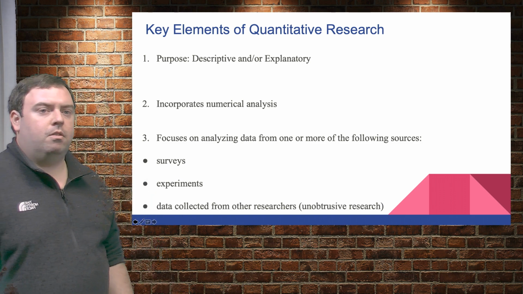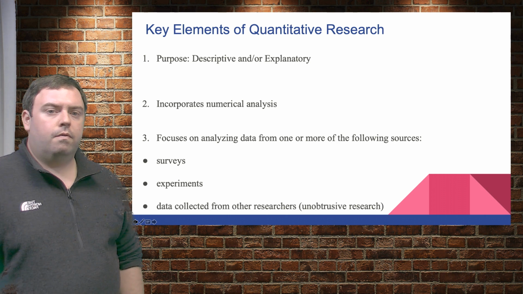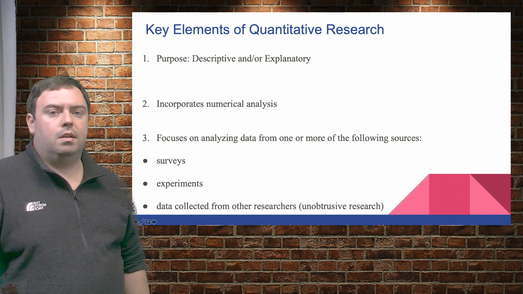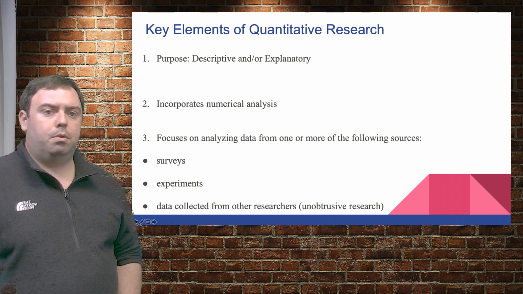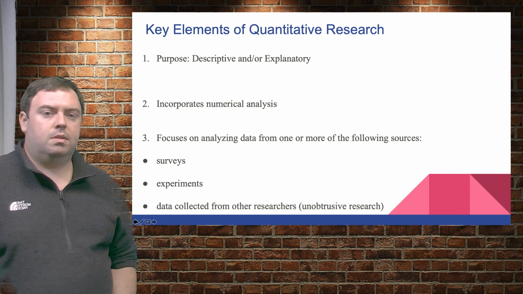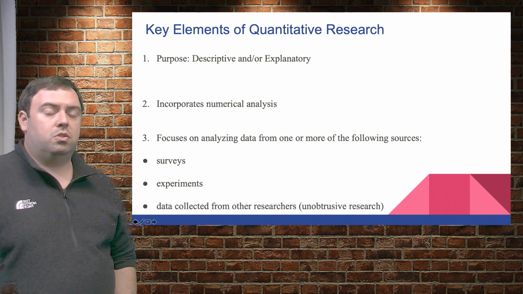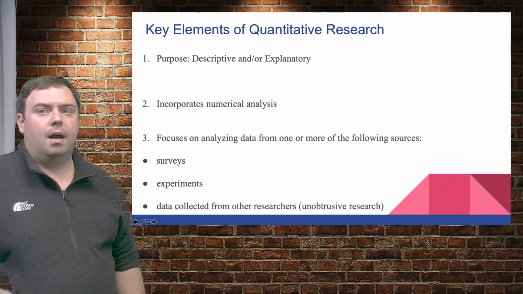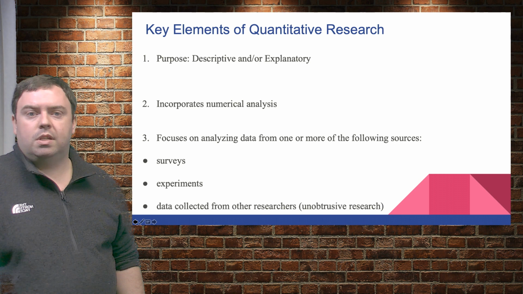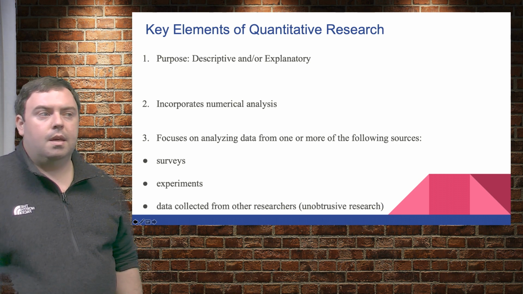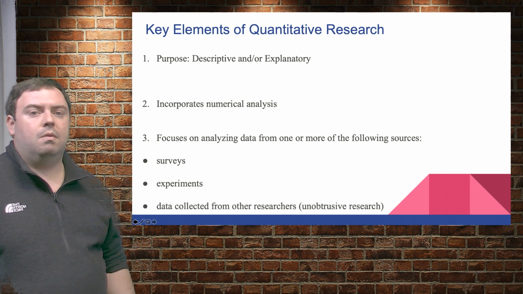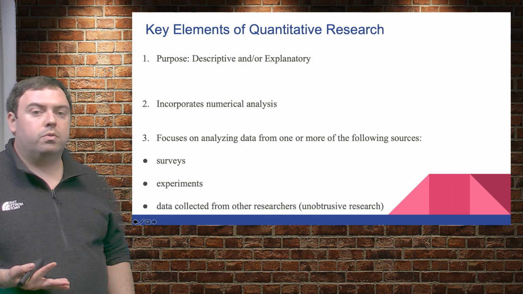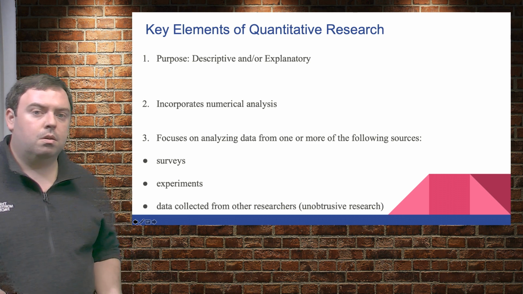So, there are a couple key elements of quantitative research. First of all, in terms of purpose, quantitative research focuses on either a descriptive purpose or an explanatory purpose. A descriptive purpose would be just trying to describe numerically a phenomenon, like what percentage of teachers have a master's degree. Explanatory would be research that tries to explain the relationship between two variables, explain why something occurred.